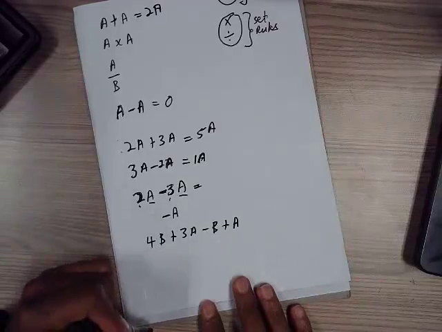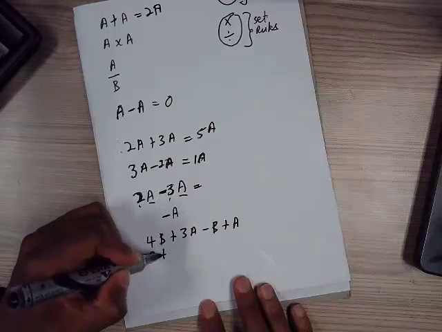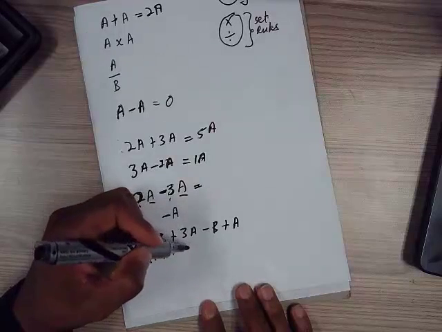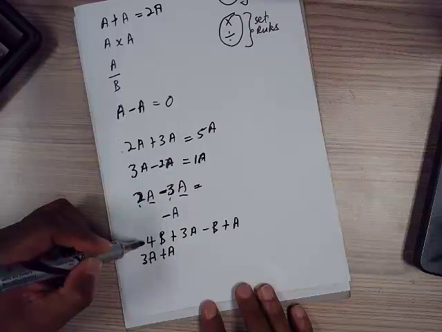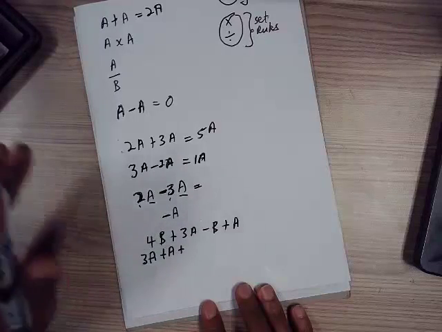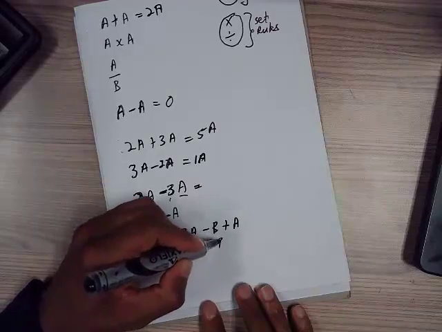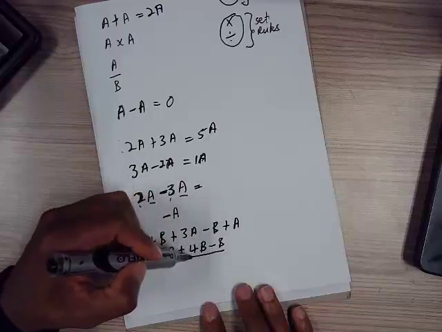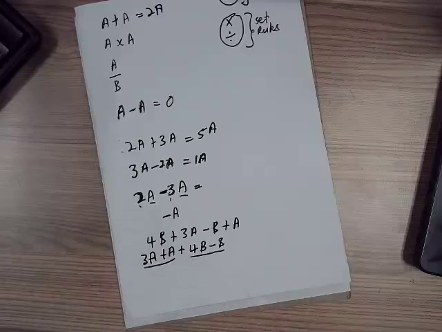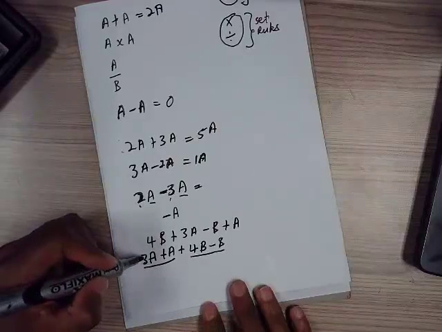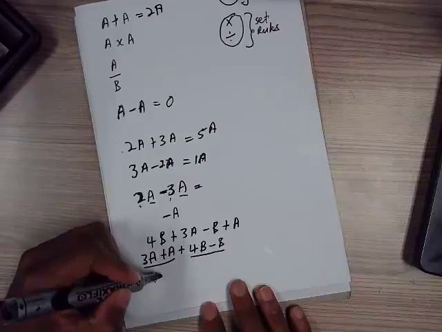You group the like terms. You take apples to apples, bananas to bananas. Remember, when you don't write the sign here, it means it's a positive already. So you go 4b minus b. So like terms with like terms. Okay. 3 apples and 1 apple, 4 apples. I have 4 now.